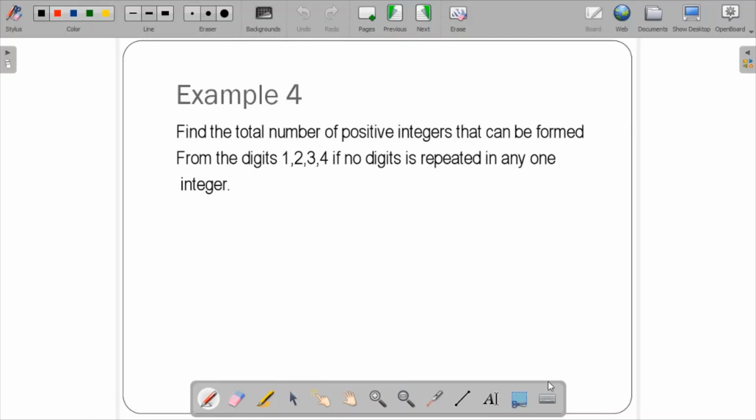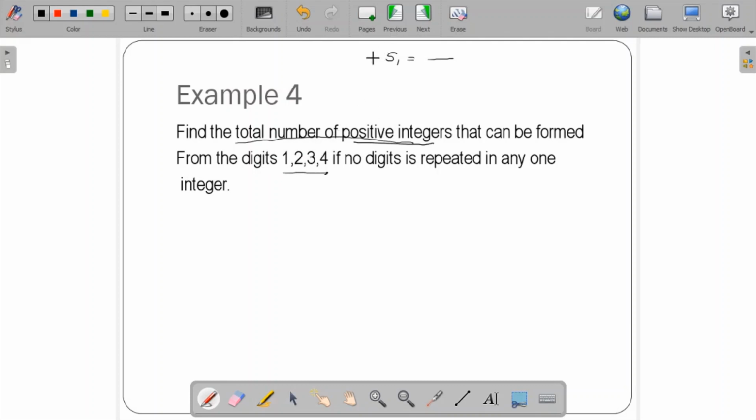So example 4. They've told us to find the total number of positive integers that can be formed from the digits 1, 2, 3, 4 if no digit is repeated in any one integer. So you have to find the total number of positive integers. Let us take S1 with only a single digit.